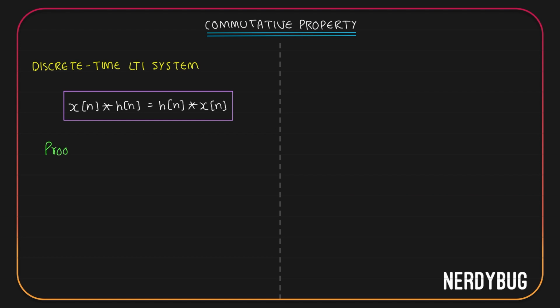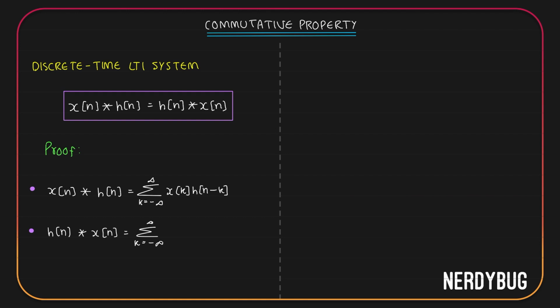Let us see how we can prove it. We know convolution of x of n and h of n can be written as summation from k equals minus infinity to infinity x of k h of n minus k. If we change the order, convolution of h of n with x of n will be summation from k equals minus infinity to infinity h of k x of n minus k. We have to prove that these two are the same.